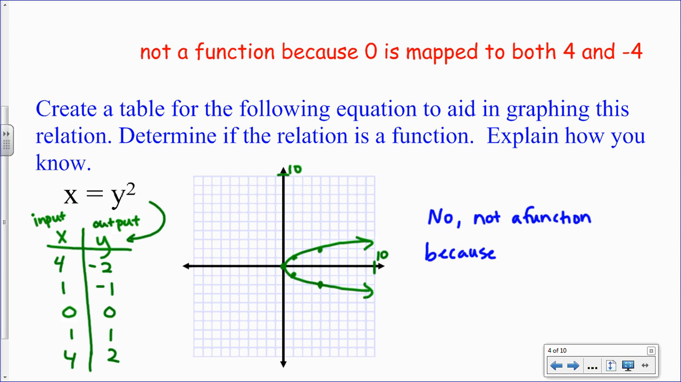I'm going to say because 4 is mapped or paired. Sometimes your book will use paired with -2 and 2. Or I could have just said no, because there are some inputs that have multiple outputs. I could have been vague, or I could have said no because 1 is paired with -1 and 1. So it only takes one reason to not be a function. Any questions about that?